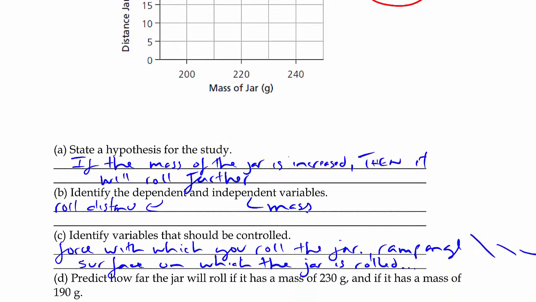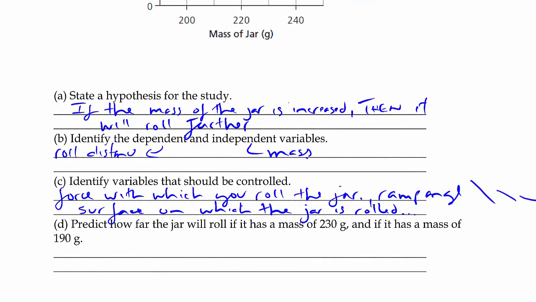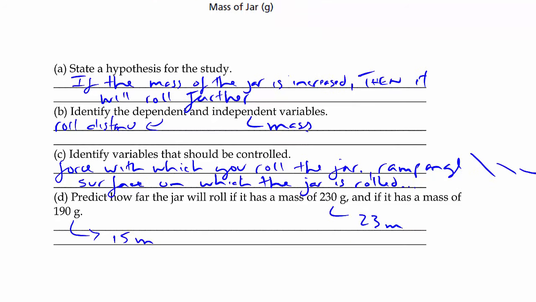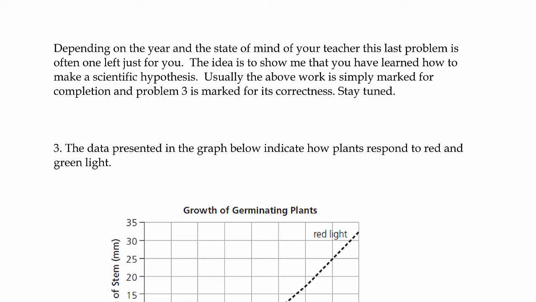Do the same thing for the second part of that question. This would be about 23 meters, give or take, and 190 grams. Notice with the less mass, it rolls less, so 15 meters, I would say. If you have a problem with either of those values, you talk to me and we will sort it out, yeah? Okay, last page.